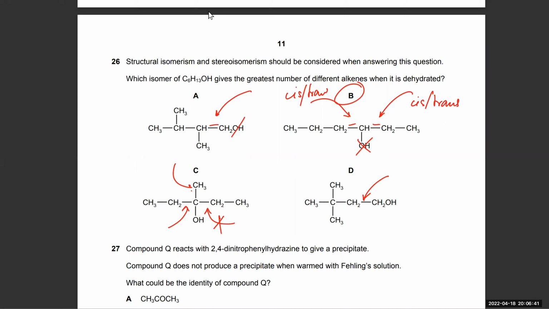Okay. Sir, in B, how is it cis trans? Can you repeat that part? So for that, I'll just draw this. Clear enough. The double bond could be over here or it could be over here, right? Yes, sir. So let's say the double bond is over here. So I'm just going to draw that.